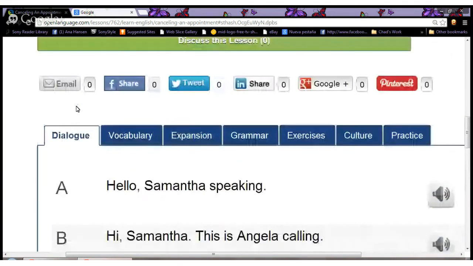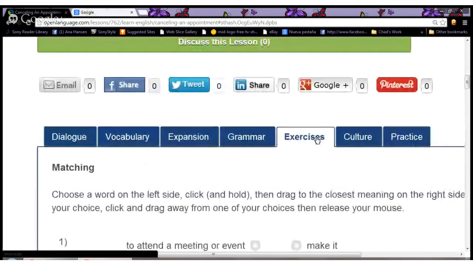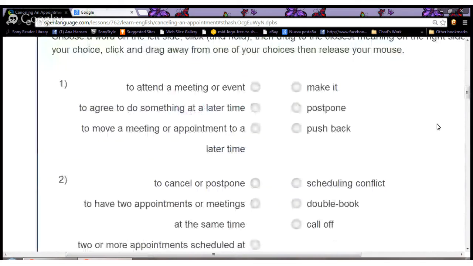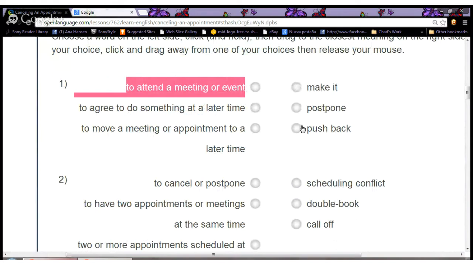Okay, let's go back to some exercises. We're going to do a quick review on our vocabulary words. So starting with Oscar. Oscar, take a look at the first one here on number one, and tell me which word you believe it matches to. To attend a meeting or event. I think it is make it. Okay, good. Yeah, to make it. Good. Now, I do want to give you guys just a little bit of a tip. Make it has two different meanings.